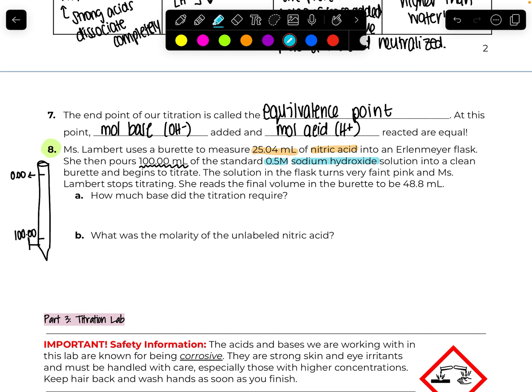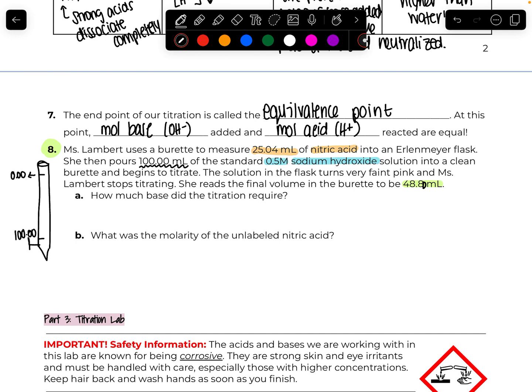Eventually, the solution turns a very faint light pink because I'm a pro at titrations. Just kidding. They also stress me out. They stress everybody out. They're crazy. And then I stop titrating. The final volume that you read on the burette happens to be 48.80 milliliters.